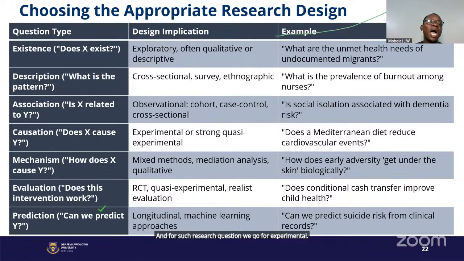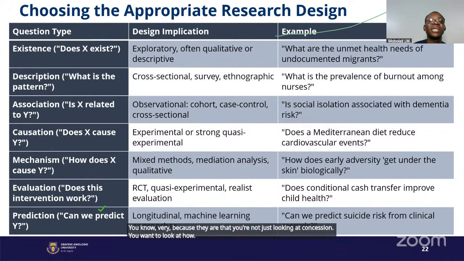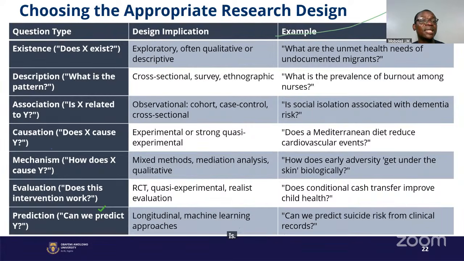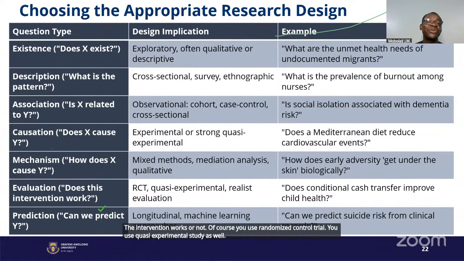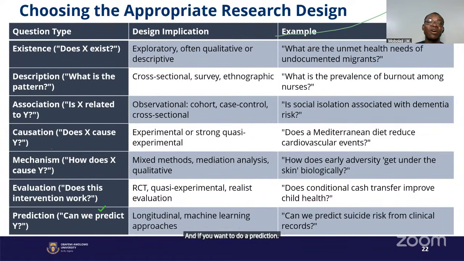And if you want to know how a particular variable causes the other, you're not just looking at causation, you want to look at how, then a mixed method is advised. Then if you are looking at evaluation, whether the intervention works or not, of course, you use randomized control trial, you use quasi-experimental study as well. And if you want to do a prediction, then longitudinal or machine learning approach would be the best approach to carry out the study.